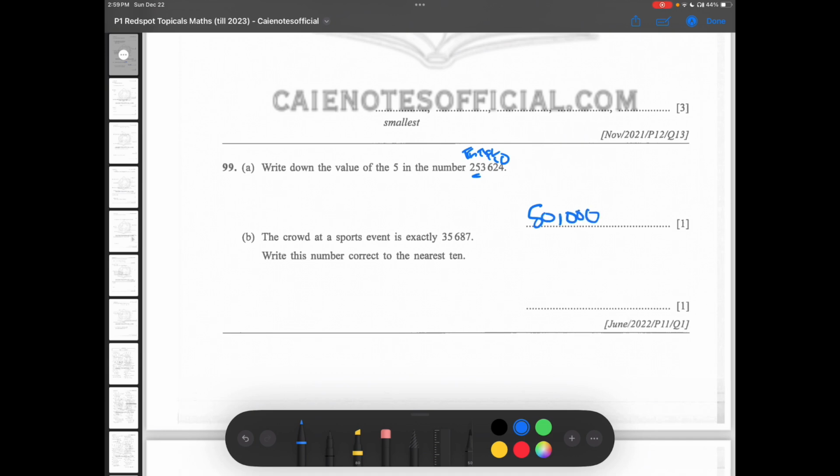Part B, the crowd at a sports event is exactly 35,687. Write this number correct to the nearest 10. So the tens digit is 8 basically, and we have got 7 after it. 7 is bigger than 5, so this becomes 35690 to the nearest 10.